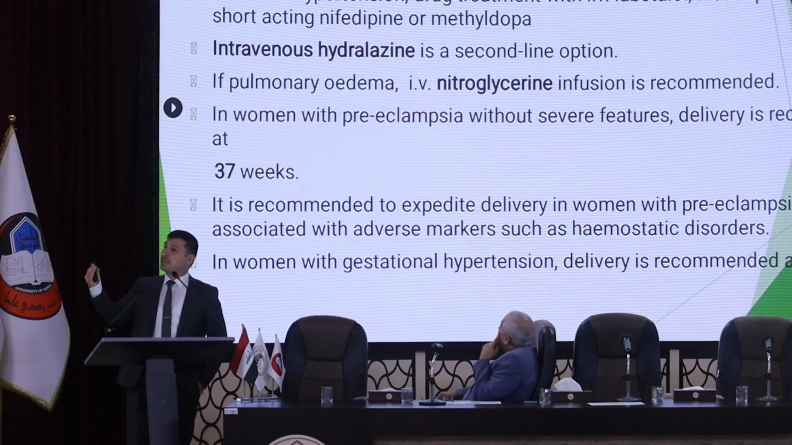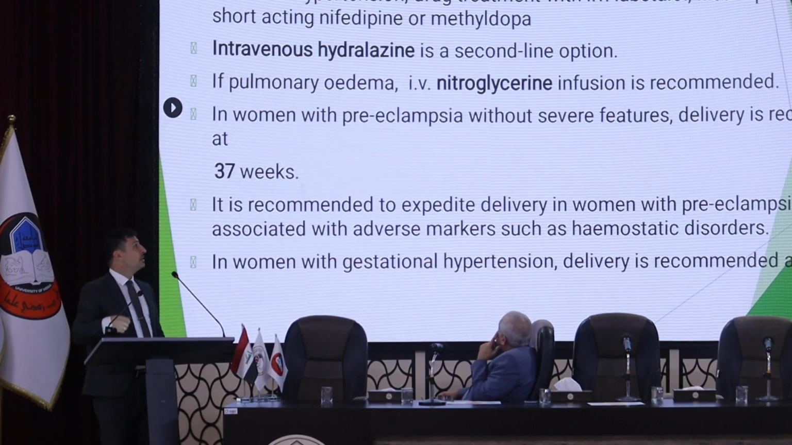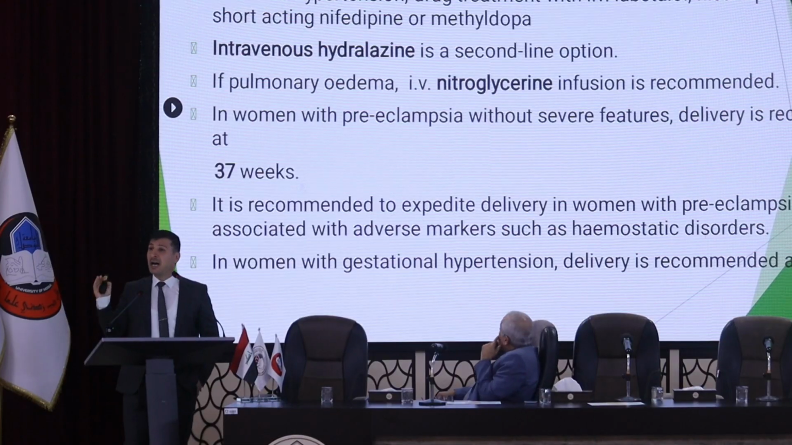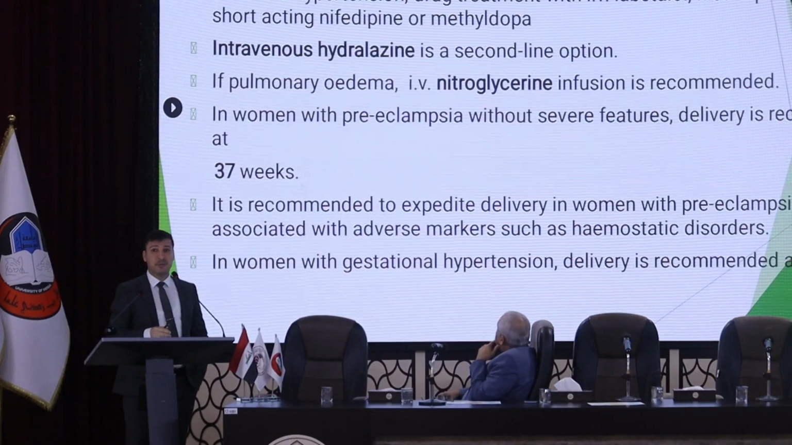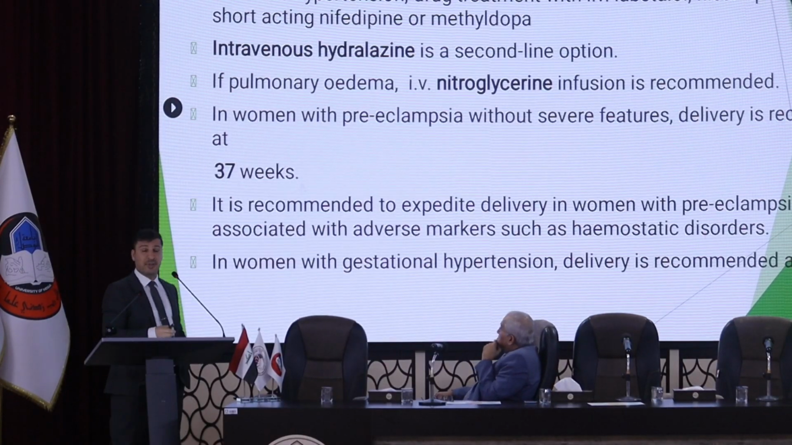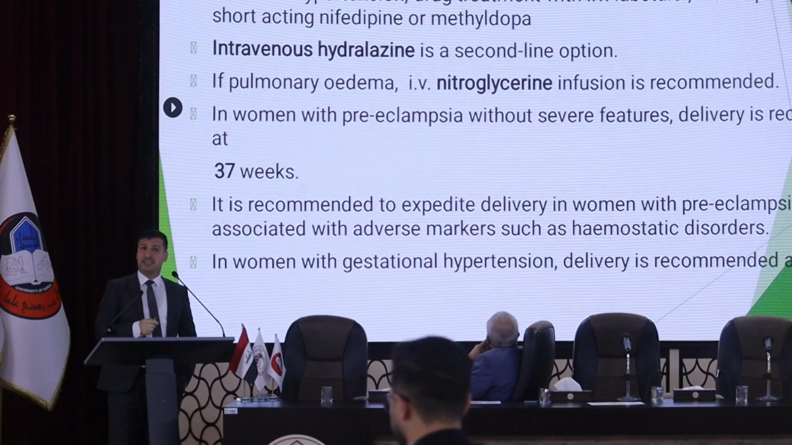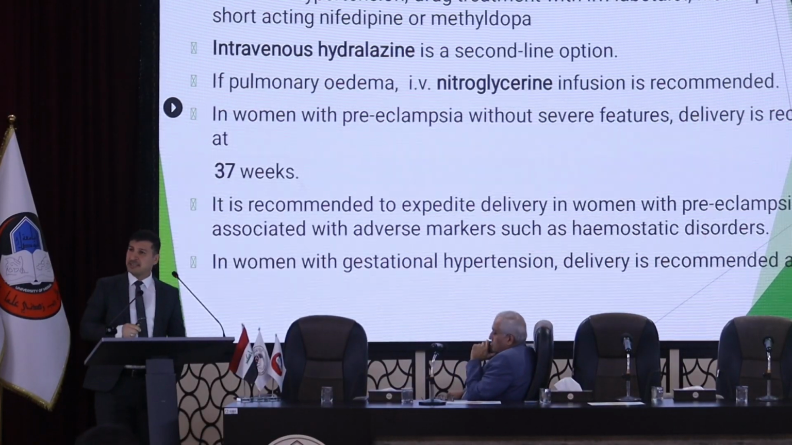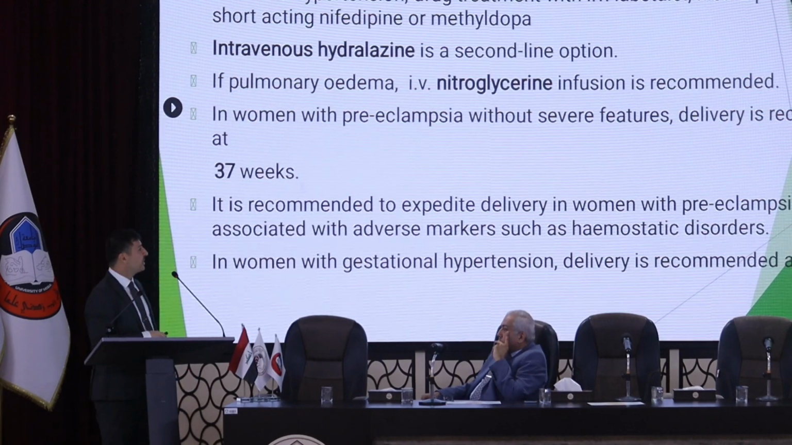When the blood pressure becomes 160 over 110, please admit the patient to the hospital. What to use? IV labetalol for emergency reduction of blood pressure. Nicardipine may be used. Methyldopa can be used for the emergency. IV hydralazine is the second choice. And if the lady has pulmonary edema, give IV nitroglycerin.